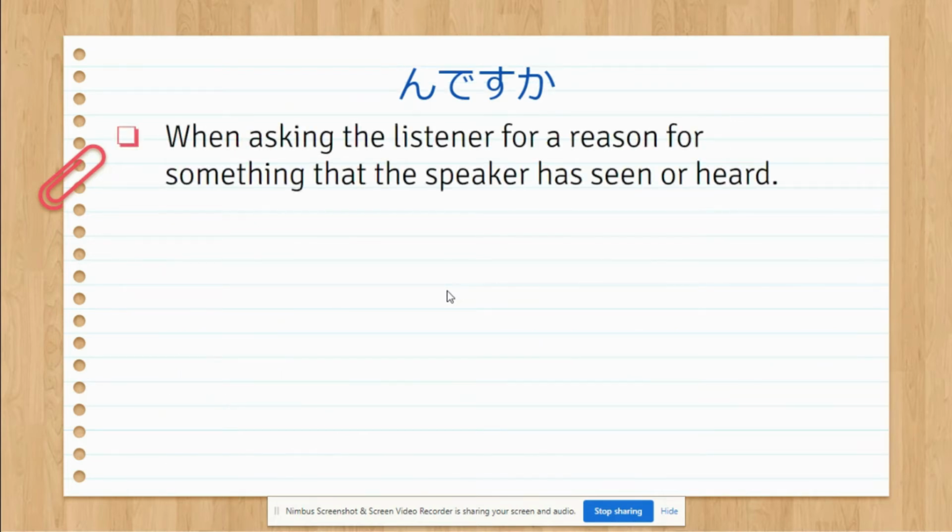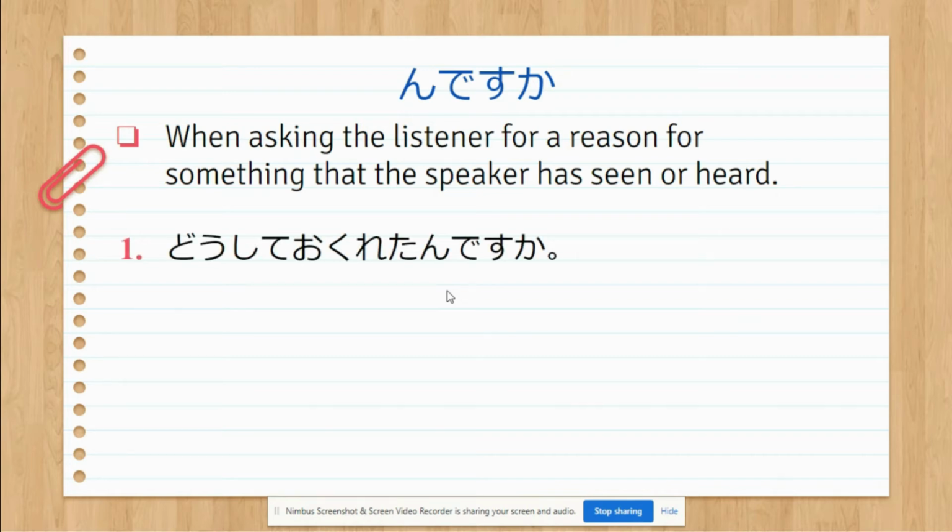Another usage of en desu ka is when asking the listener for a reason for something the speaker has seen or heard. So not just for confirming your guess, but also to ask for more detailed information. Thirdly, you use it when asking for a reason for something you have seen or heard. For example, どうして遅れたんですか？ Why were you late?